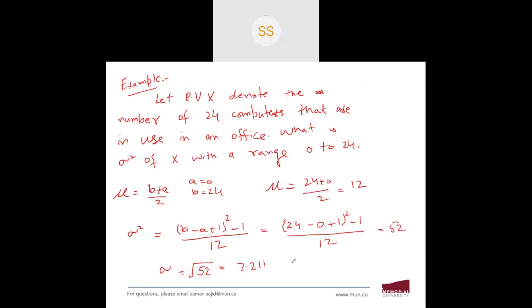Now from your textbook, Douglas and George, which is available on D2L, you will go to page 71 and you need to work on examples 14 and 15. This will give you more idea of how you apply this uniform distribution.